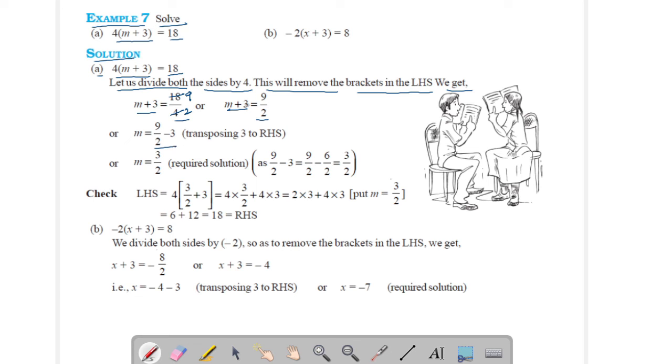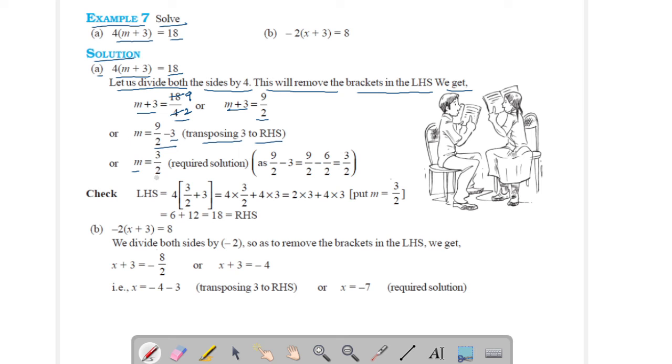Simply here we have to bring this 3 from left hand side to right hand side, and if you change its position, the sign will be changed. Here it is plus 3. When we bring it on right hand side, its sign will be changed. That is, it will be minus 3. That's why here it is written minus 3, because we are transposing 3 to right hand side. If you transpose any term, the sign will be changed. Or this can be written as m equal to 3 upon 2.